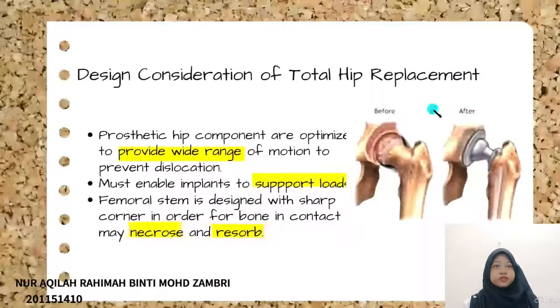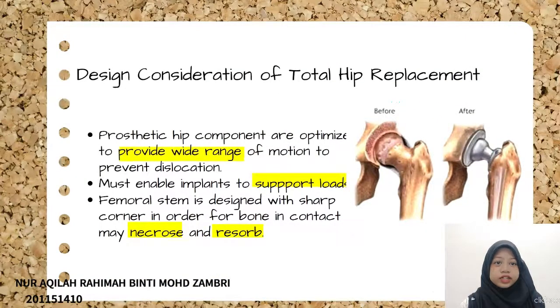Design considerations for total hip replacement: prosthetic hip components are optimized to provide a wide range of motion to prevent dislocation. They must enable the implants to support loads. And lastly, the femoral stem is designed with sharp corners for the bone to be in contact.